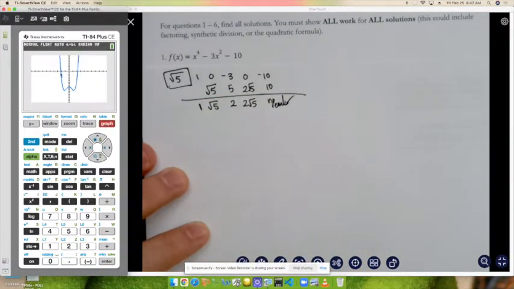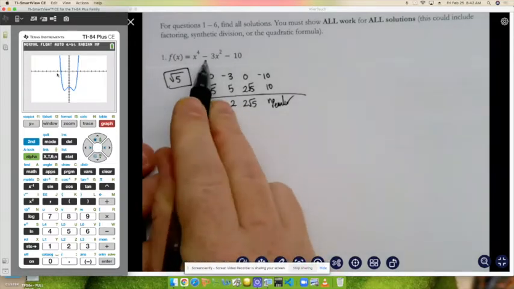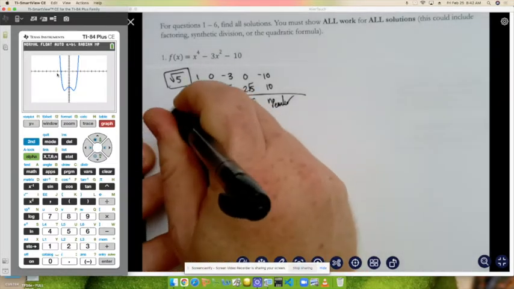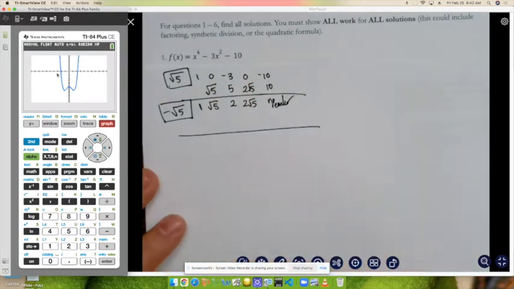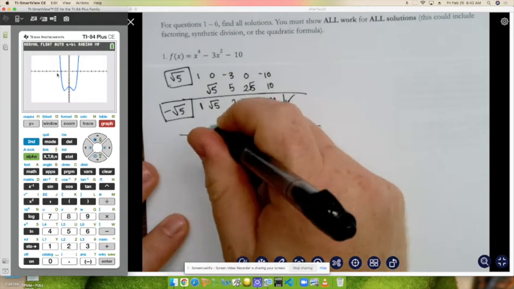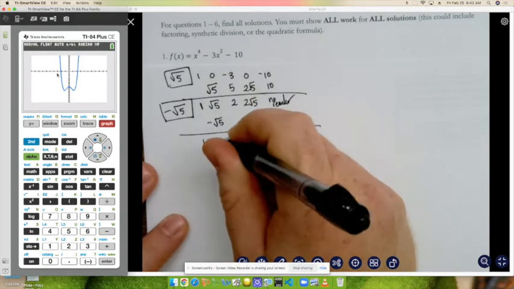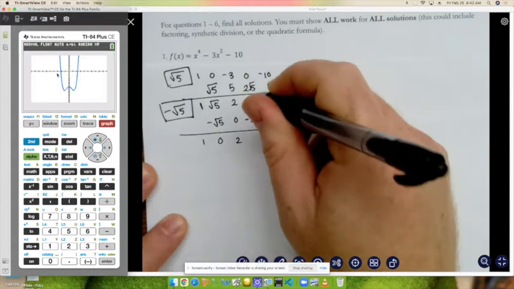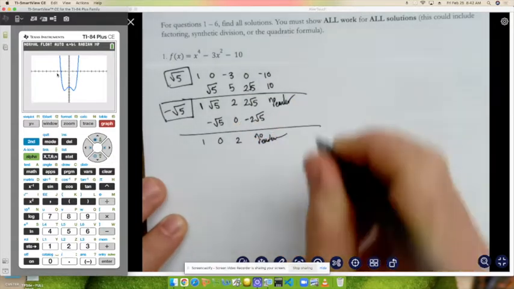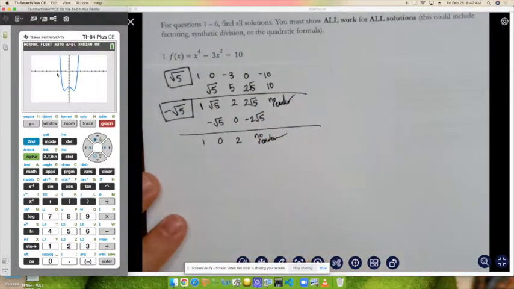I also know that irrational numbers come in pairs. So if the square root of 5 is a solution, I also know that the negative square root of 5 is also going to be a solution. So I'm going to put that in the box and do synthetic division again. When I complete that process, I end up with no remainder, which is excellent. So those are two of my solutions.